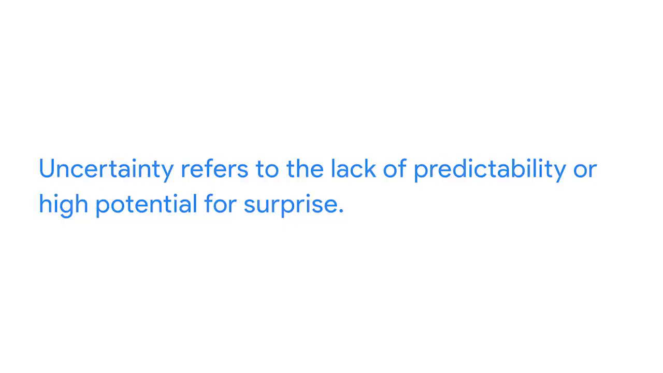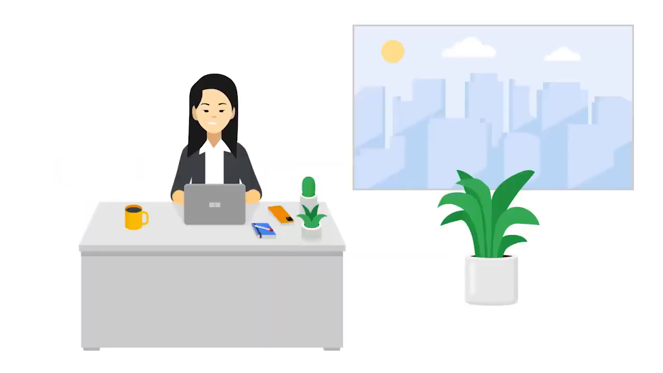Next is uncertainty. Uncertainty refers to the lack of predictability or high potential for surprise. In an uncertain environment, it would be difficult to create plans for the future that were not based on a large number of assumptions that could turn out to be incorrect.